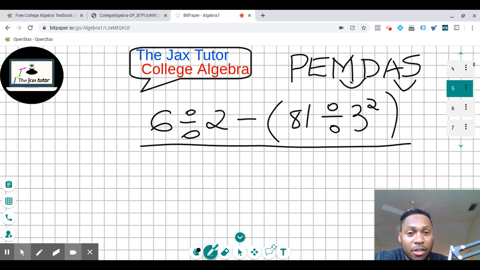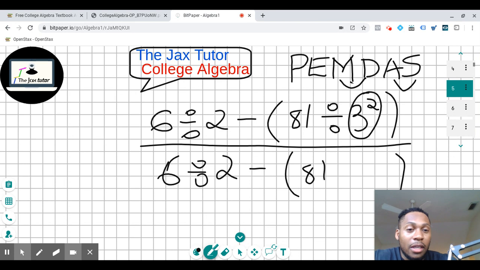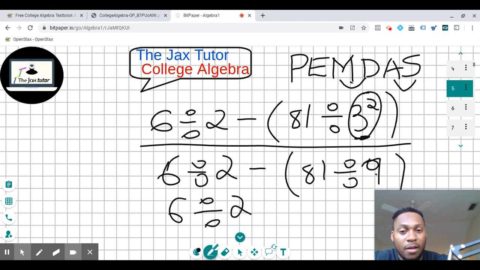So let's jump in and do this one. We're going to go inside of the parentheses. Let's put in what we had here: 6 divided by 2 minus 81 divided by 3 squared. Now we do the exponent first after the parentheses. 3 squared is 9. So 6 divided by 2 again, minus 81 divided by 9.